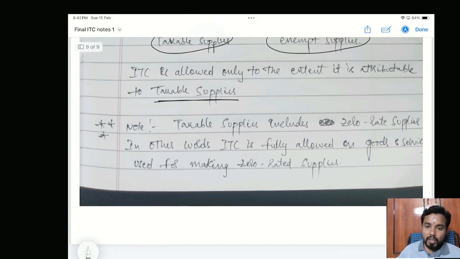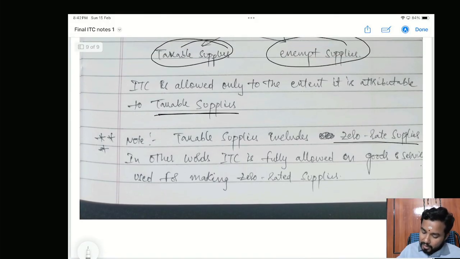Now, the important point here is that taxable supplies include zero rated supplies. In other words, ITC is fully availed on goods and services used for making zero rated supply. Zero rated supply is different from exempt supply. If you are using inputs for both taxable as well as exempt supply, then you get proportionate ITC only. But if it is for zero rated supply, that doesn't make any change. The moment you are using the inputs for zero rated supply, full ITC is eligible.